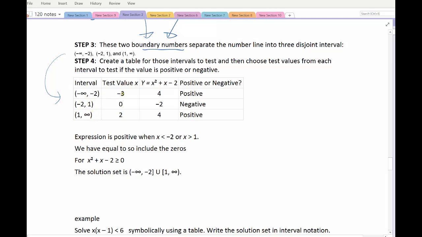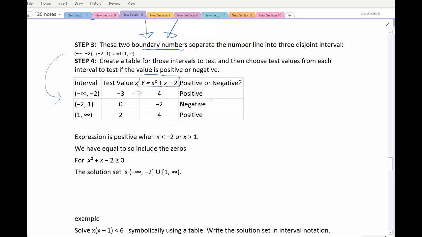I picked negative 3. But you could pick any value you want, so negative 5, negative 10, negative 100 if you wanted, as long as it's a number between negative infinity and negative 2. And you're plugging it into the quadratic to see if it's positive or negative. When we take negative 3 and plug it in, we get out the function value, the y value, 4. Well, 4 is positive, so it's positive on that piece, which is what I guessed.